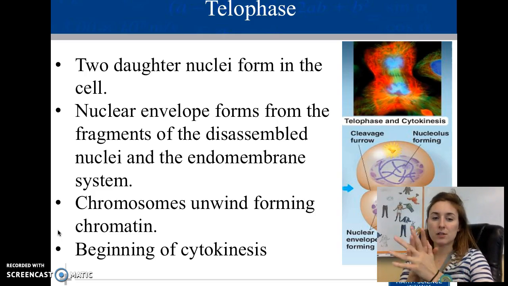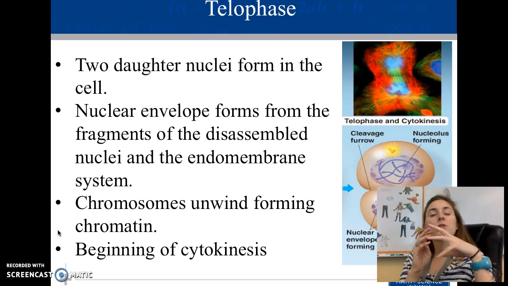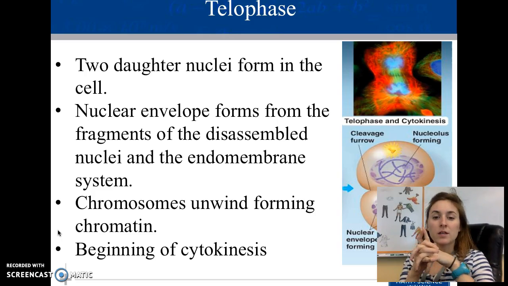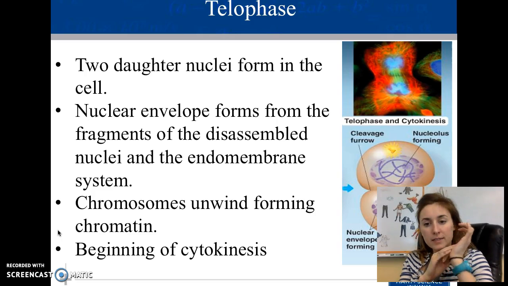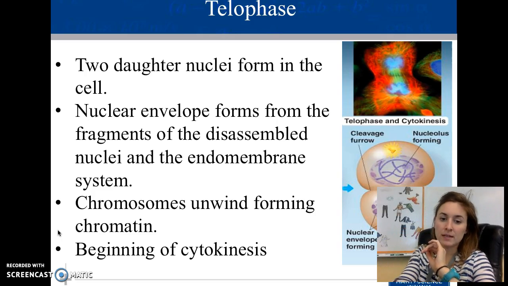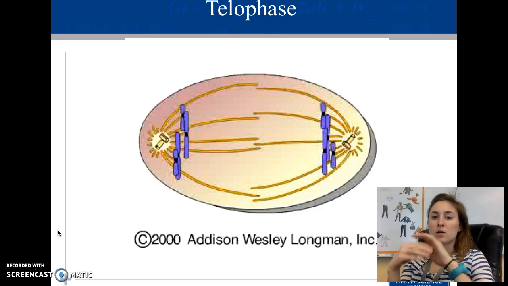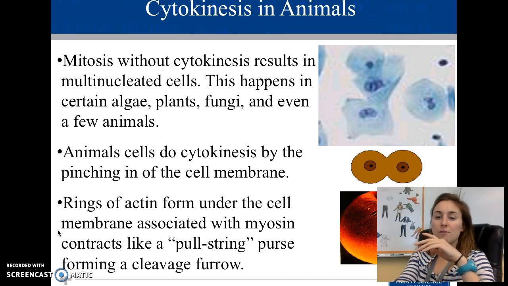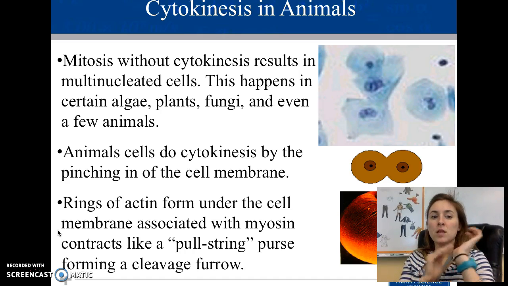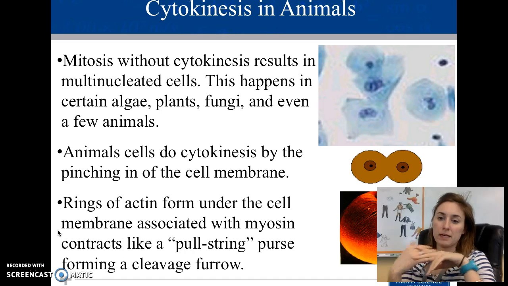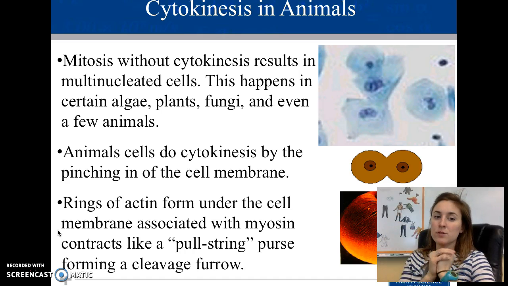Our next phase is telophase. So we have nuclei that start to form within our cell. The nuclear envelope starts to form to envelop our new chromosomes. The chromosomes start to unwind and relax into their natural state, and this begins cytokinesis, which is the actual cleaving of the cell. Mitosis without cytokinesis would make cells with multiple nuclei.